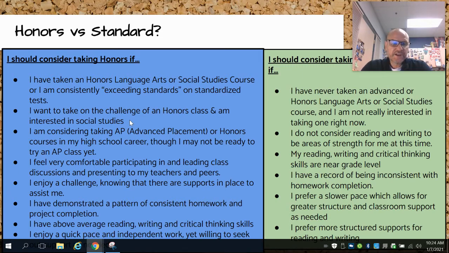In addition, the expectation in this class is that we are going at a quicker pace. So in the honors level class, there is more of a level of independent work. Yet there are supports out there to help you if you need it. And that's not just in the honors class. There's many supports at the standard level as well. And then finally, if you've demonstrated a pattern of consistent completion of homework and projects, this is probably the route that you need to take. On the right hand side is the standard approach in terms of the differences between those. It goes at a slower pace. There is much more support within the class during this time period. And so that's a major difference as well, specifically getting those supports with reading and writing.